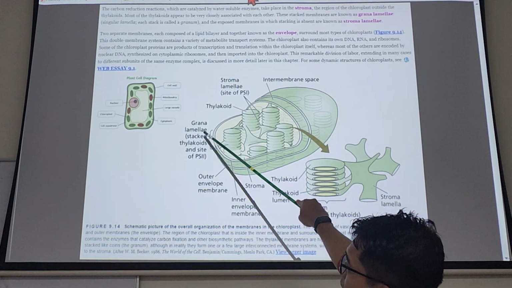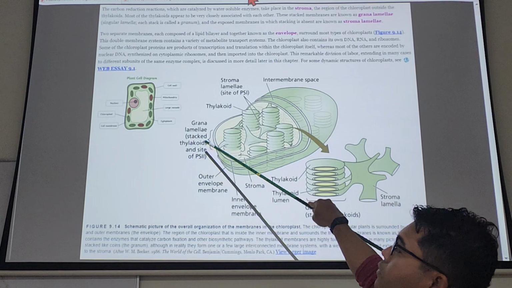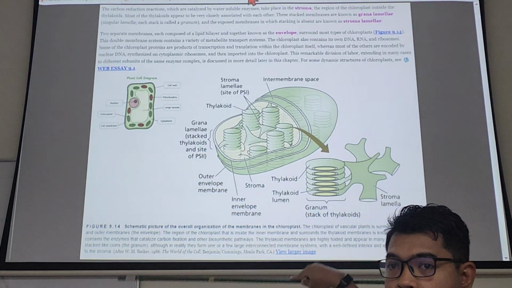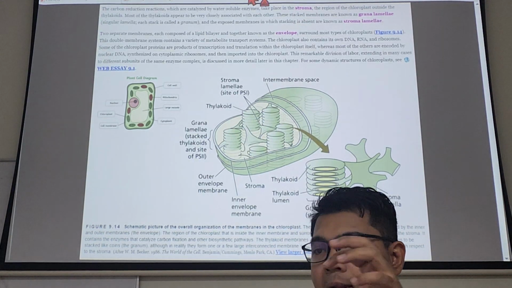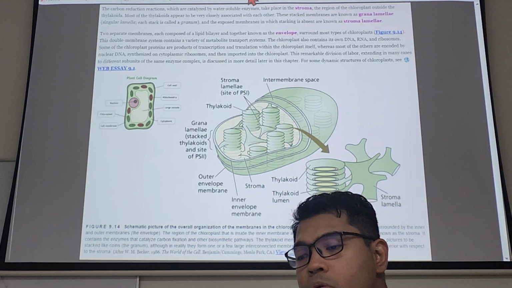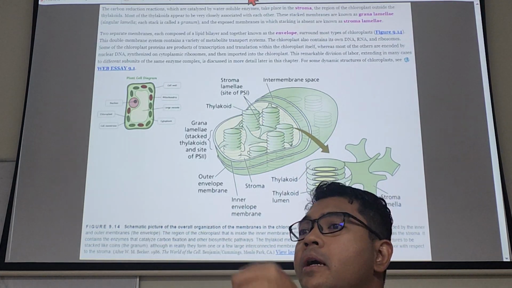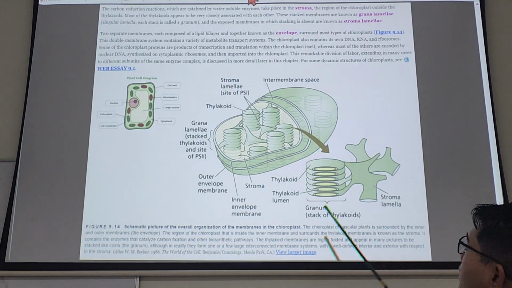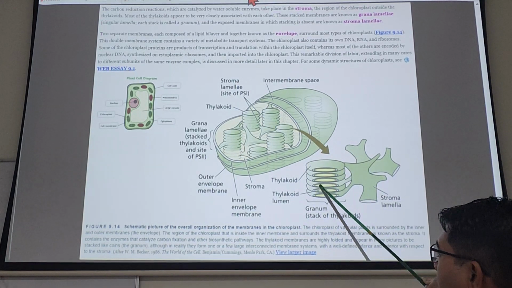Collectively you call this the grana lamellae, right? Remember, grana lamellae, stack of thylakoid. This is where the photosystem is located. You will learn later that in order to capture and utilize the light, plants have 2 important photosystems. Photosystem to do what? Capture and utilize. The first photosystem is located primarily in this grana lamellae.